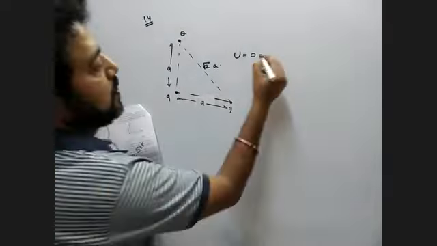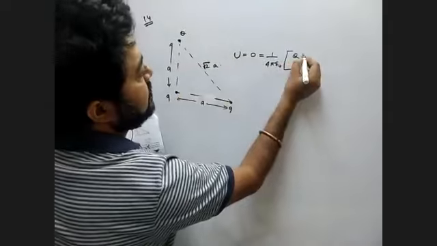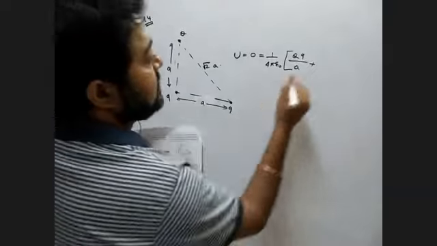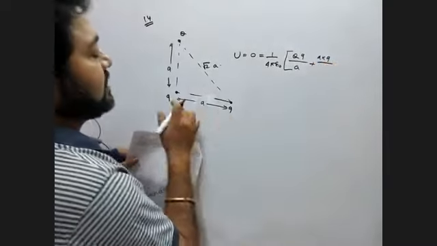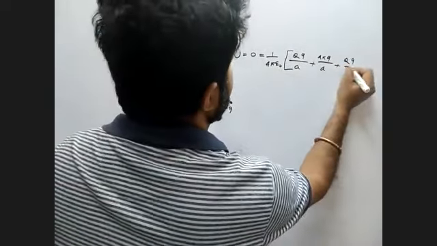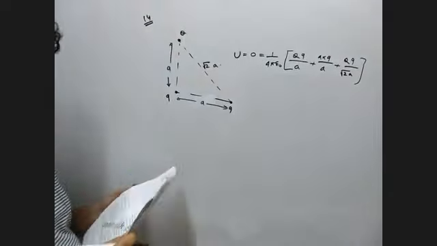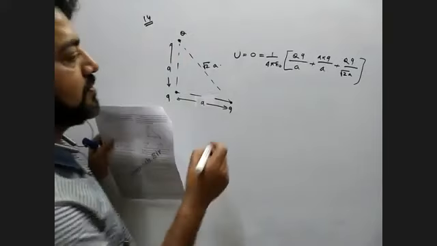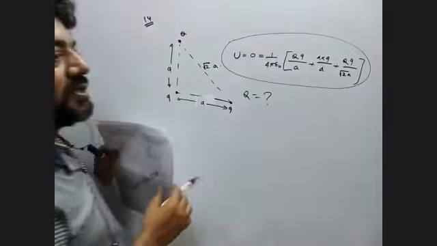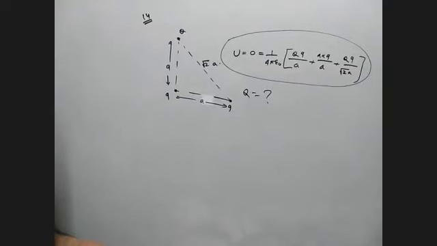How do you write this? 1 by 4 pi epsilon naught, between this and this, Q into Q. What is the distance? A. Plus this into this, Q into Q, distance A. Plus this into this, Q into Q by the distance root 2A. So that is equal to 0. Find the value of Q. For what value of Q is it possible? So can you arrange it and tell me which one is the right option?